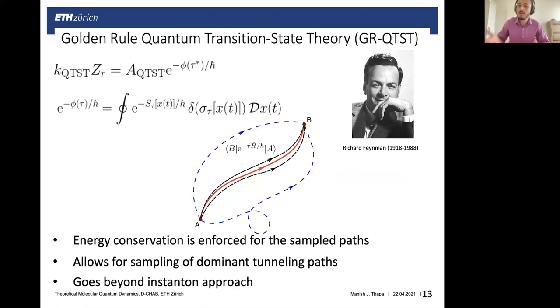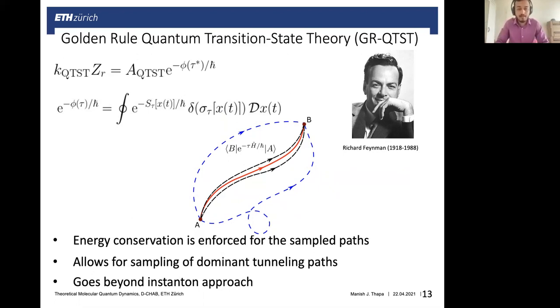But I want to go beyond harmonic quantum fluctuations and include anharmonic quantum fluctuations, higher order paths. And this is exactly what I did in my PhD thesis. So you see, instead of just evaluating this at a particular configuration, there's an integral. And it allows for sampling of the dominant tunneling path as well as other paths in the vicinity of this dominant tunneling path. And as I said, the dominant tunneling path is the instanton path, and it goes beyond the instanton approach.